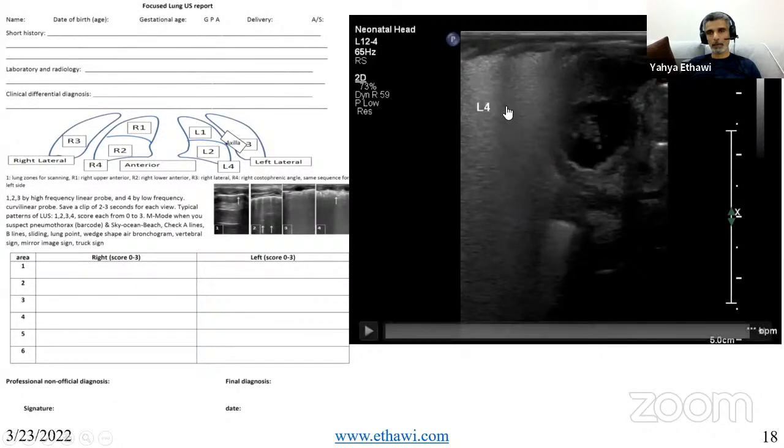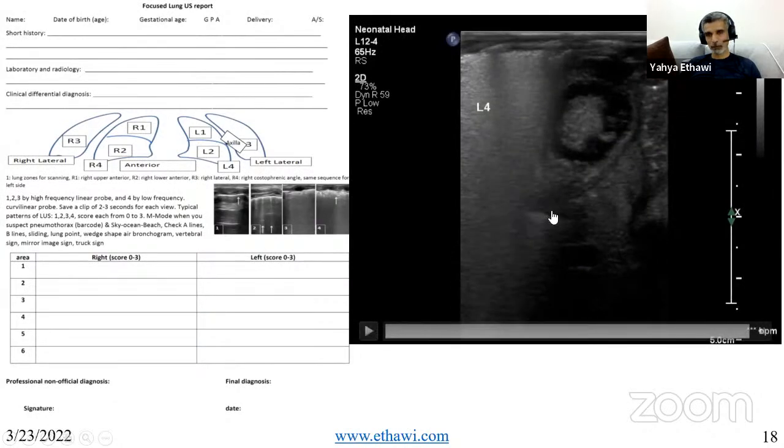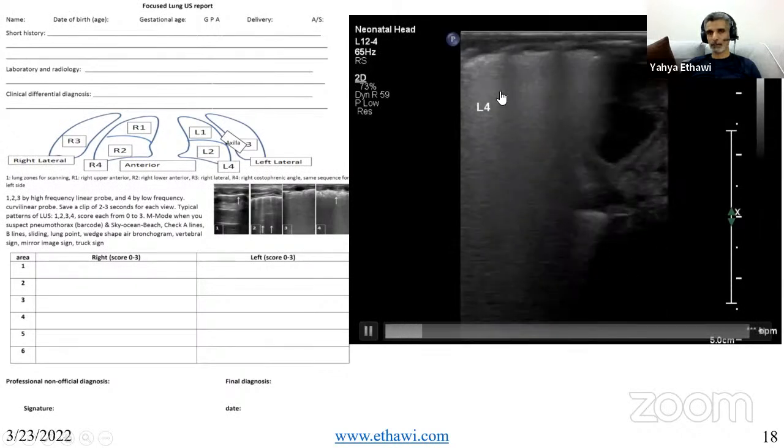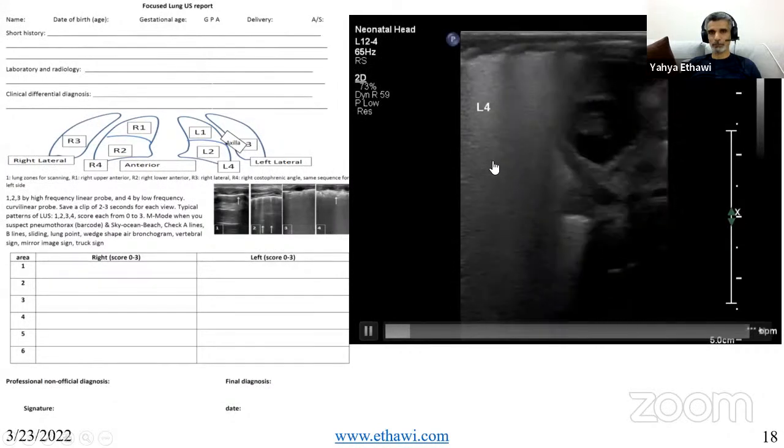And in L4, again, the pleura is very sluggish. I cannot see the diaphragm. Pleura are thickened, but there is sliding, and there is no very clear consolidation. Now, we couldn't do the back because the baby is sick, and we cannot do the L and R 5 and 6.